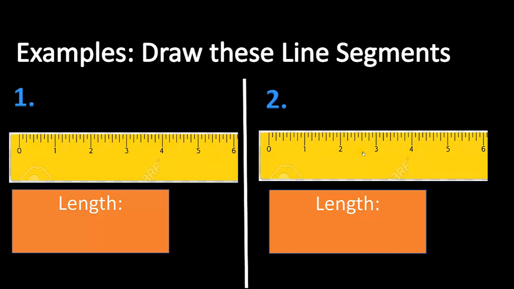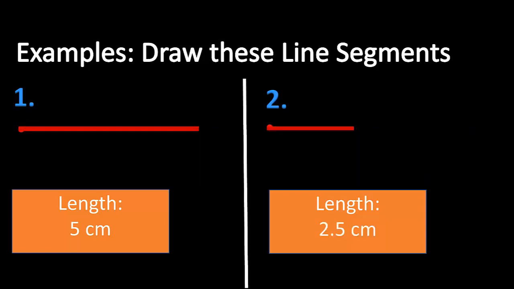Now our next example is to draw these line segments. The first one, our length is 5 centimeters. I'm first going to have to draw a dot at 0. Now that I've done it, I have to draw a line till 5 centimeters. Now let's do our exercises.